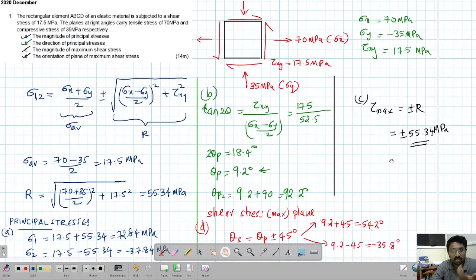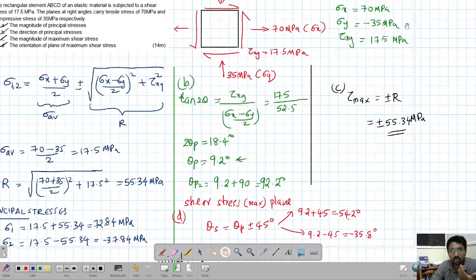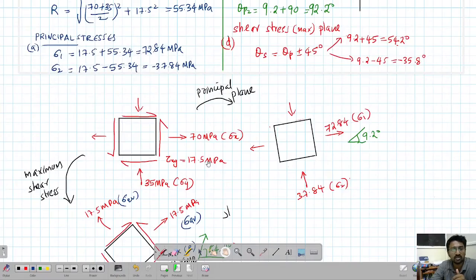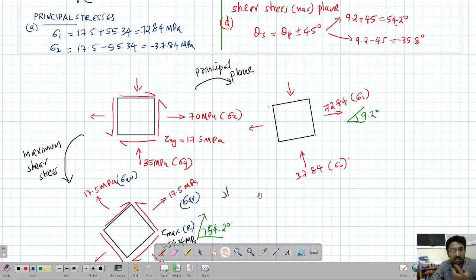In paper, in exam, if you are able to solve up to this, you are expected to get most of the marks or full marks. But if you add this, it will give an idea to the invigilator that you have understood the concept very well.